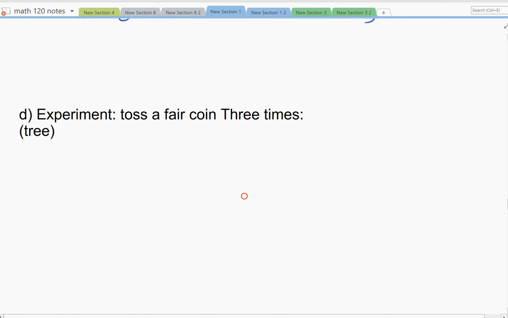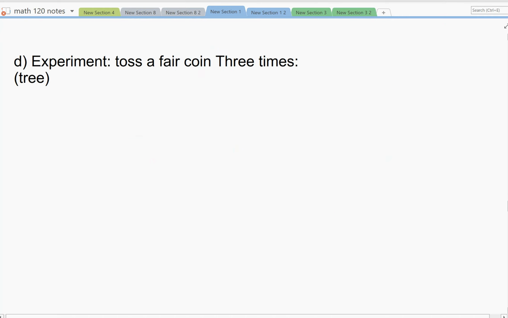The last one from this example, I still have my fair coin, but now I'm going to toss it 3 times. I will set this one up when I go to list it as a tree.